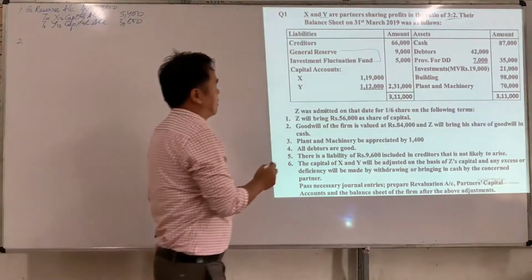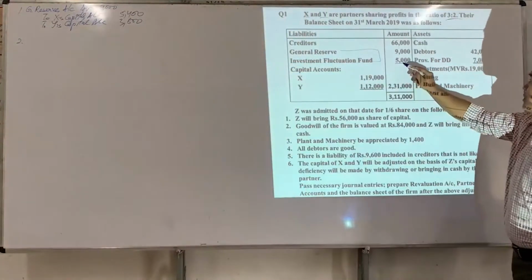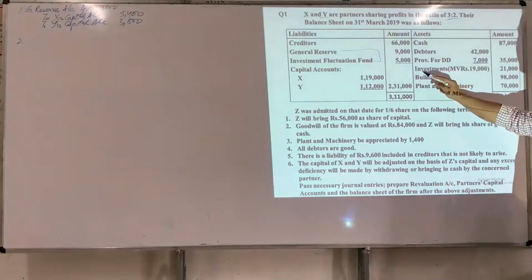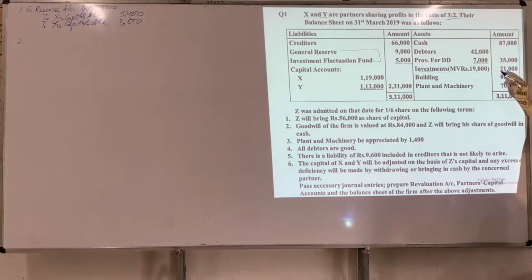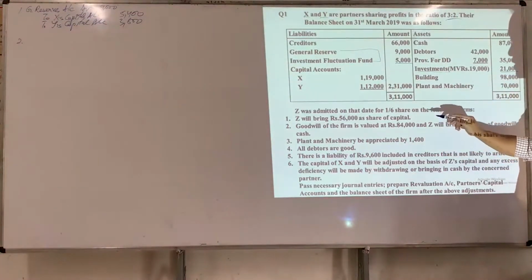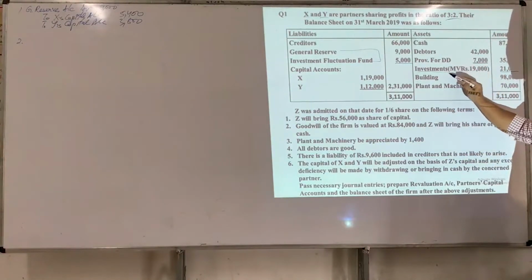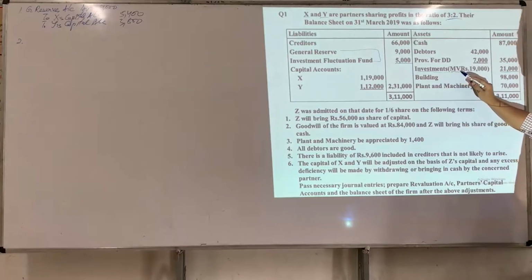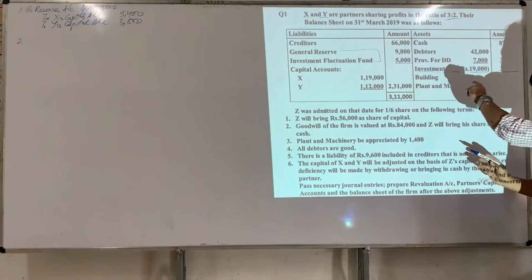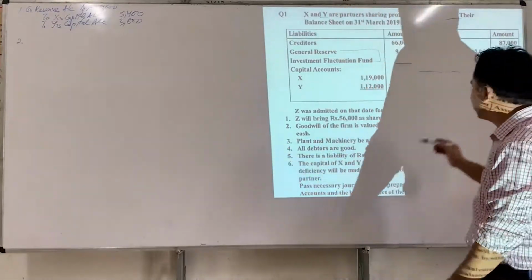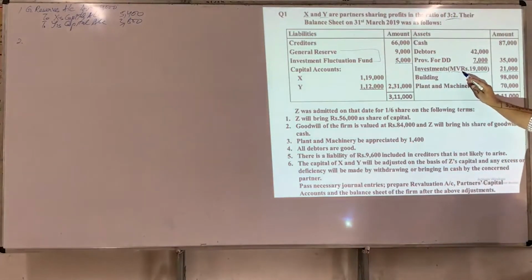Here the fund available with us is rupees 5,000, and on the asset side, the book value of investment is 21,000. Since the current value of investment is not given in the adjustments, it is given in the balance sheet itself. So here the market value of investment is rupees 9,000. Most of the time adjustments are given outside the balance sheet, but right now it is given in the balance sheet, so we have to treat it as an adjustment.